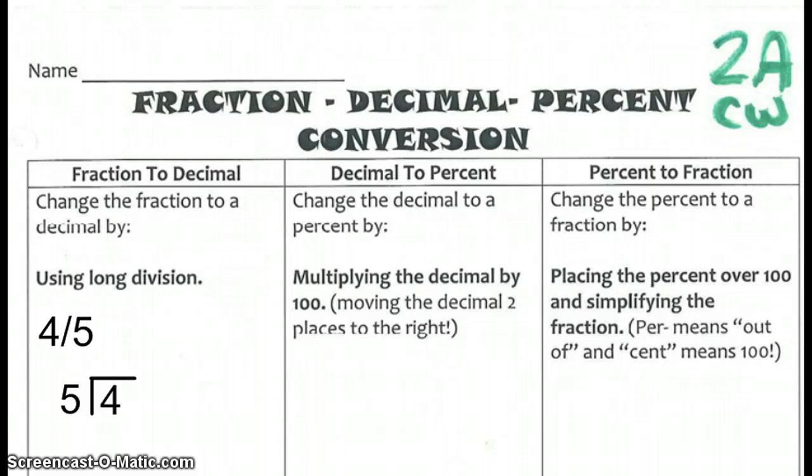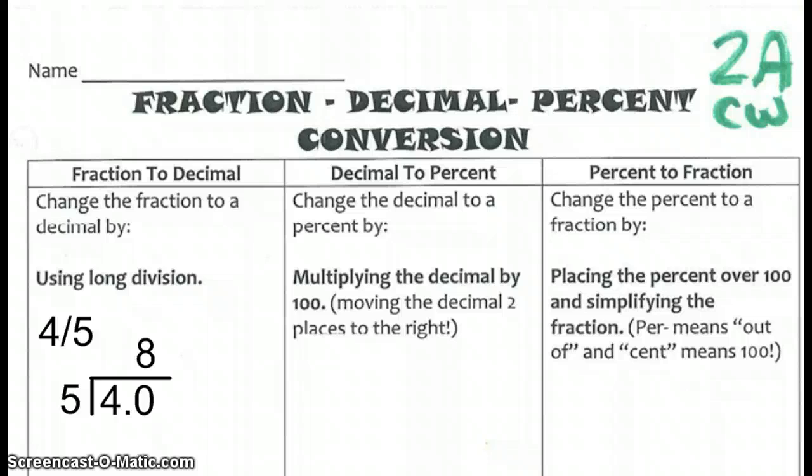So we'll set it up like this. We need to figure out how many times 5 goes into 4, which it doesn't. So we'll have to go into the decimal places. We're going to add a decimal point and a 0 because 4.0 equals the same thing as 4. Now we're going to see how many times 5 goes into 40. 5 goes into 40 8 times. So we'll place the 8 above the 0.